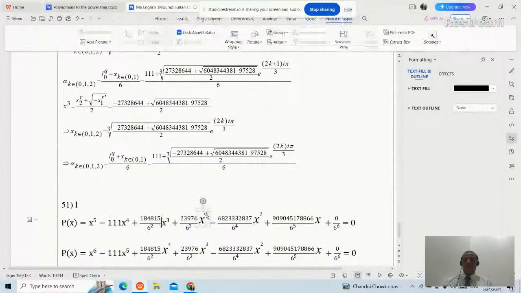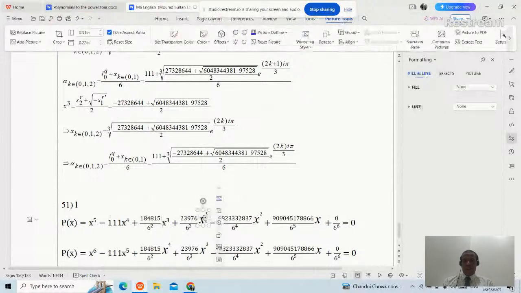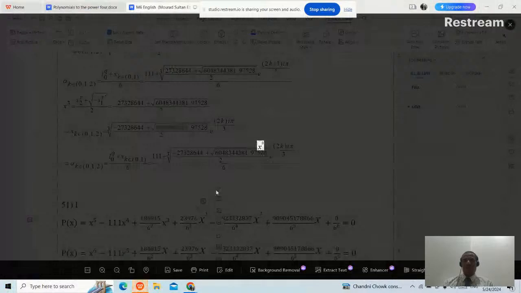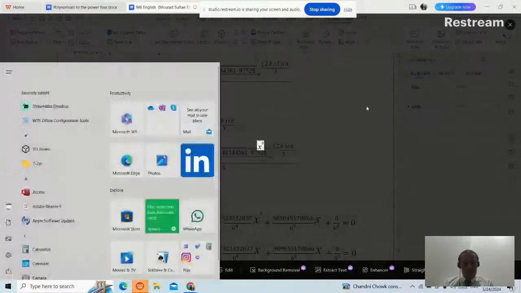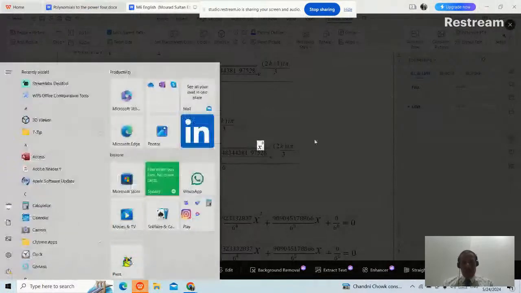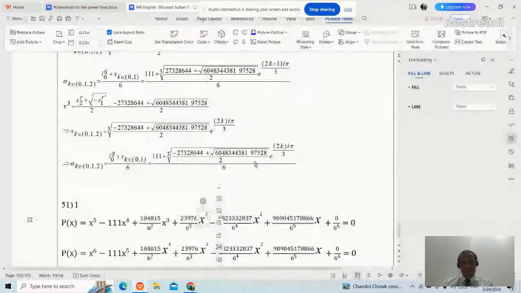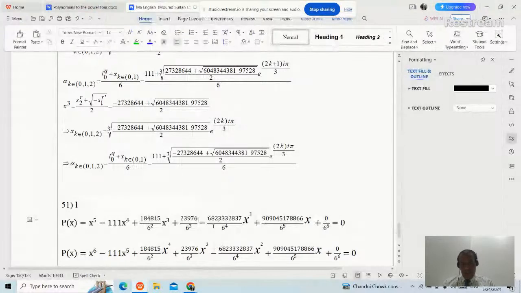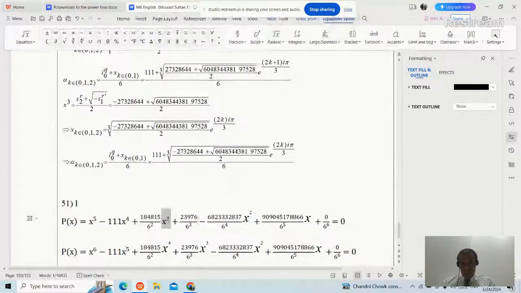I will try to reduce the power. No need. I will use this one. I will close this one. I will erase it. Erase this. No need for this. I will replace with x. Control.